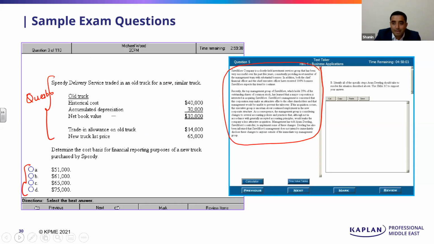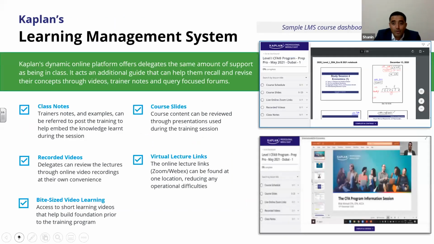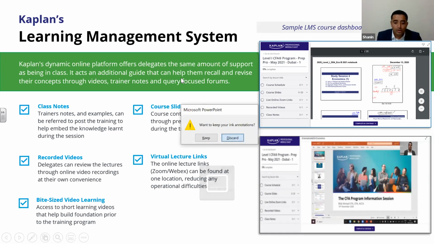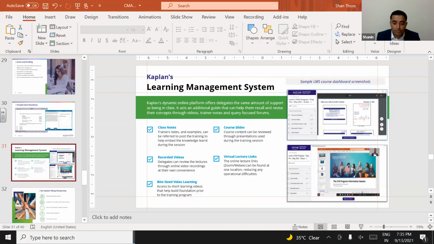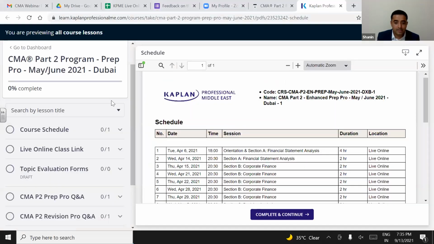Now, talking about sample exam questions, we have already discussed this. There are MCQs and there are essays. So there are both types of questions that you will encounter in the exam. Now, talking about Kaplan's learning management system, as in what exactly Kaplan is going to give you, let me just demonstrate that to you here itself. After you enroll for the program, you will get LMS access like this.